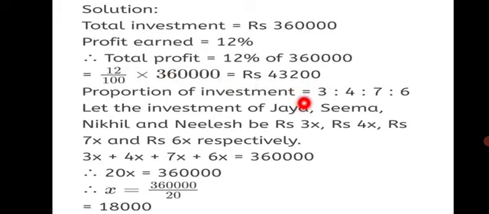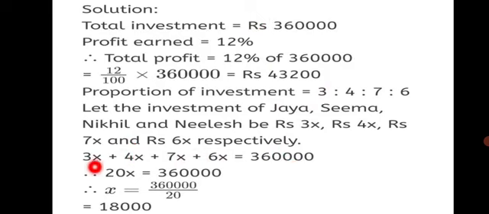Now proportion of investment is 3:4:7:6. So let the investment of Jaya, which is 3, Seema, Nikhil and Nilesh be rupees 3x, 4x, 7x and rupees 6x respectively. Now we can easily form our equation. 3x plus 4x plus 7x plus 6x is equal to 3,60,000, which is the total investment. So the investment of Jaya, Seema, Nikhil and Nilesh we have added and written it as equal to the total investment.